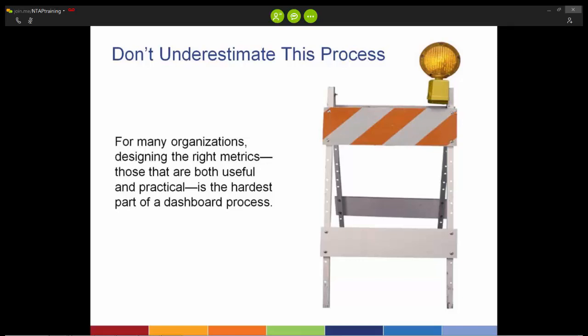Yeah, so that's the idea that this is a super iterative process throughout, because it's very difficult for really anybody to know exactly what the data will look like, what the metrics will be able to tell them, and how they'll use them to make decisions until they actually have that data in front of them.